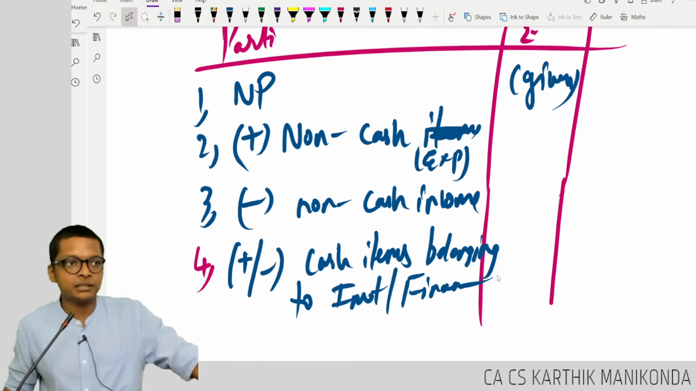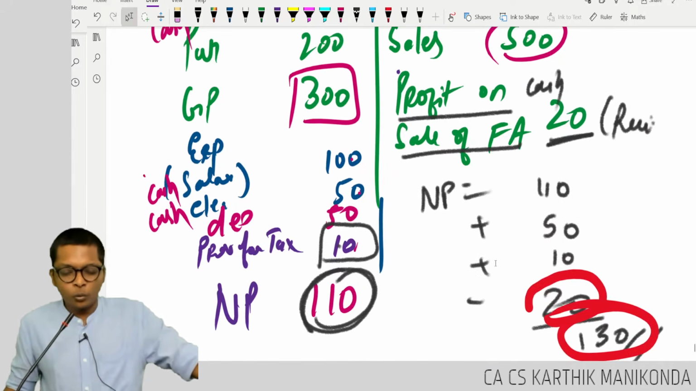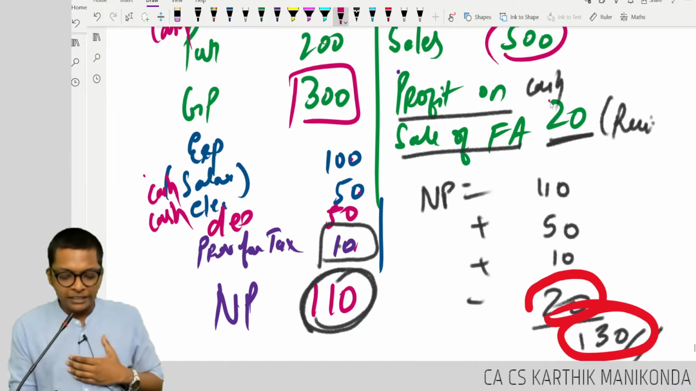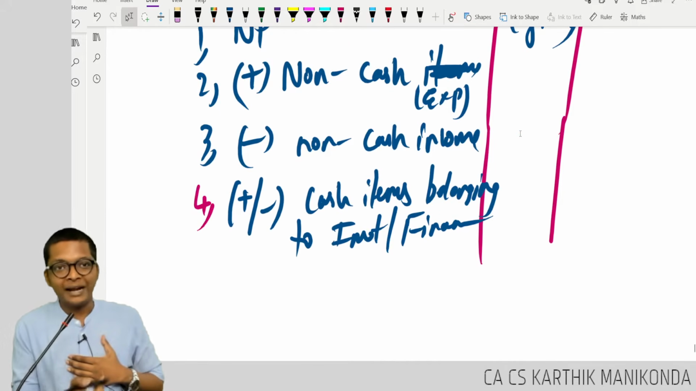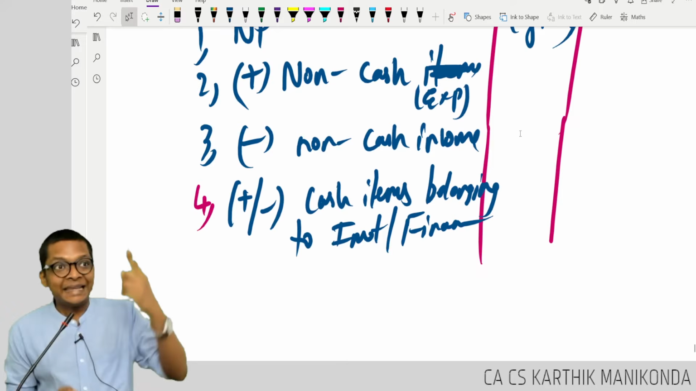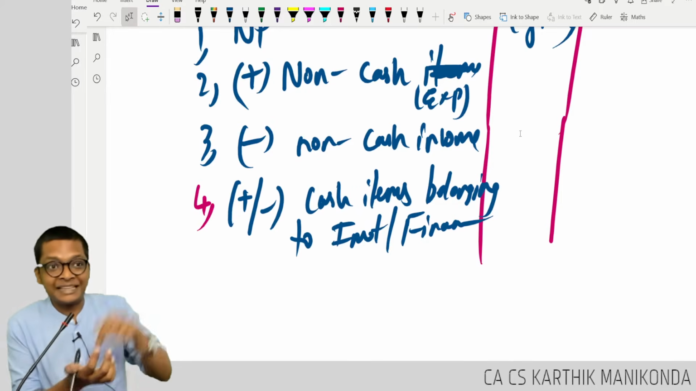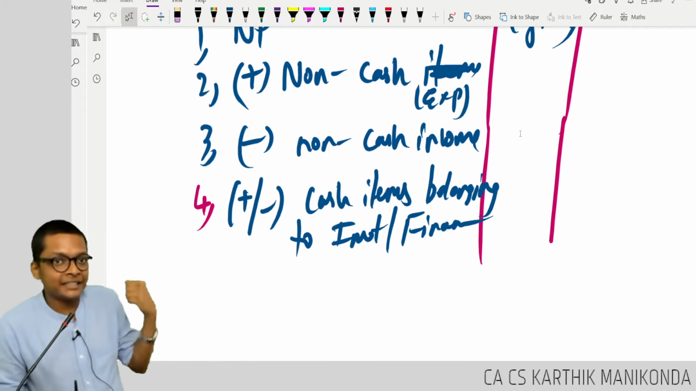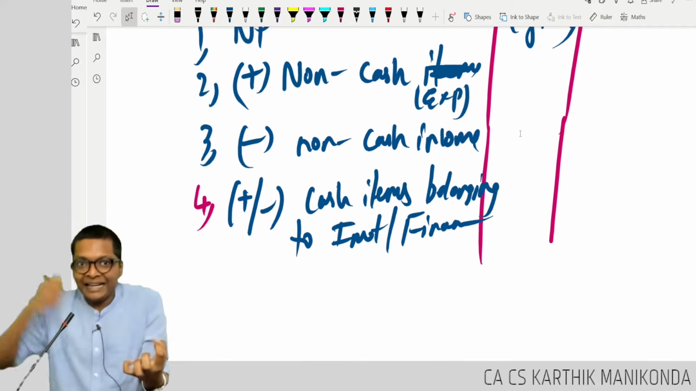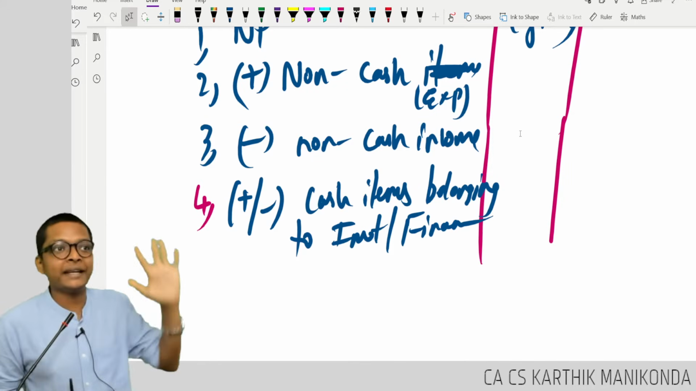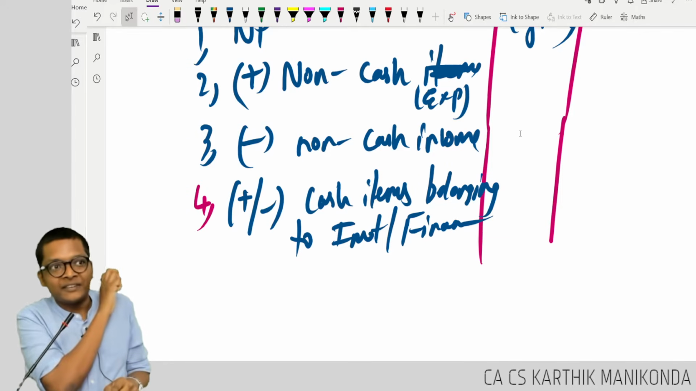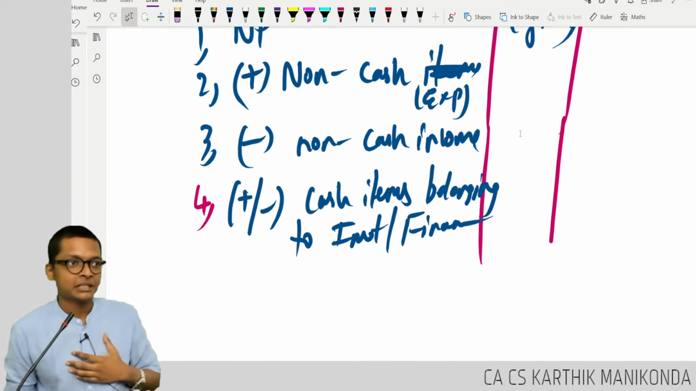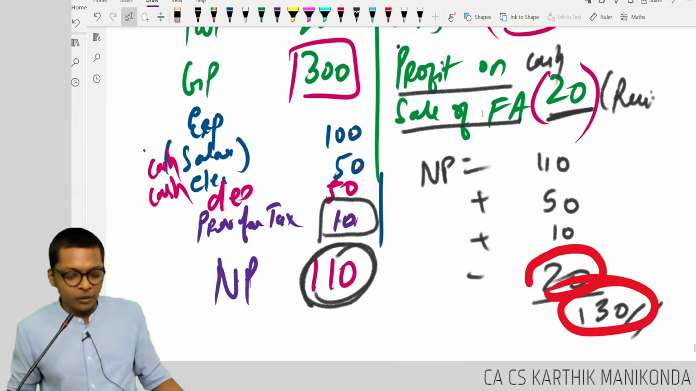Add or minus cash items belonging to investing or financing. Are you following, guys? But we have to do one more adjustment here. Follow very carefully. You are reducing 20 here from net profit. You have to add it back where? Investing, you have to add, because it's a cash inflow in investing. So you reduce in operating, add in investing. Keep that in mind. After finishing operating, when you go to investing, you should not forget. Are you following, guys?